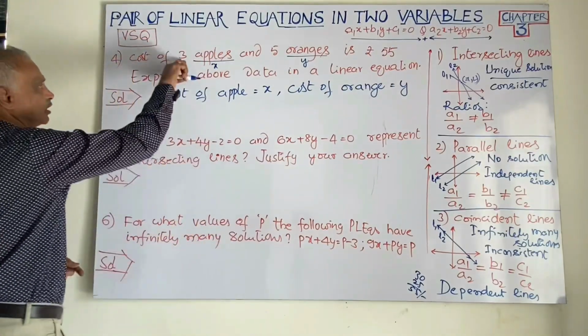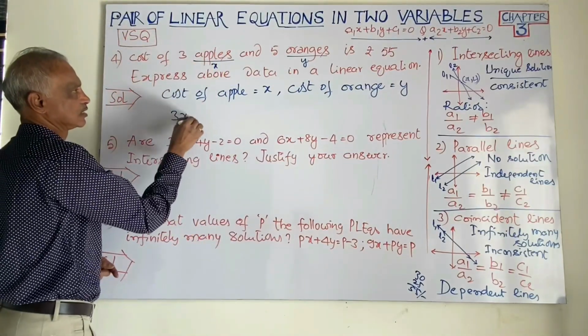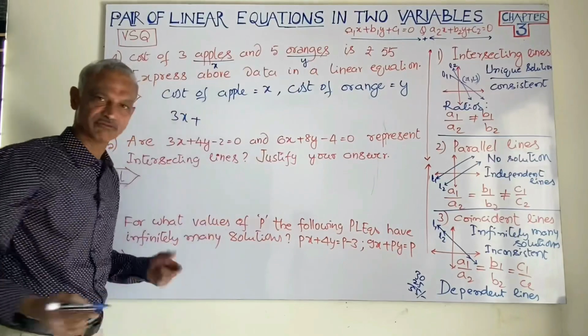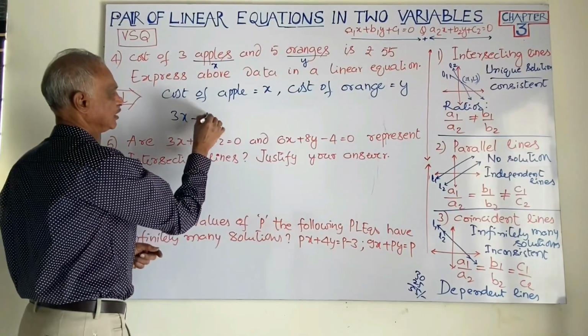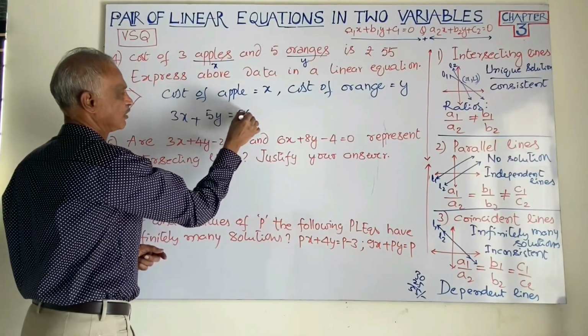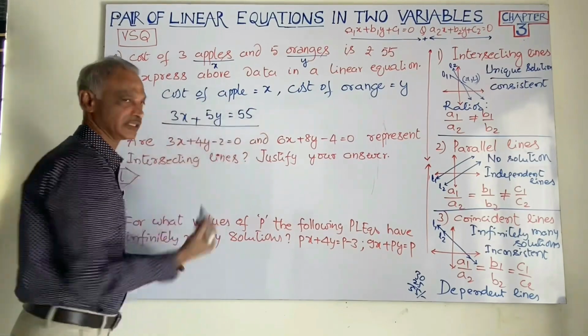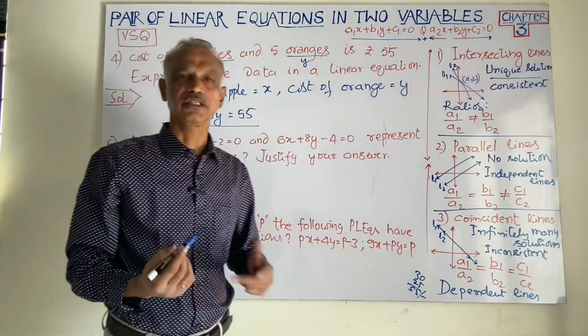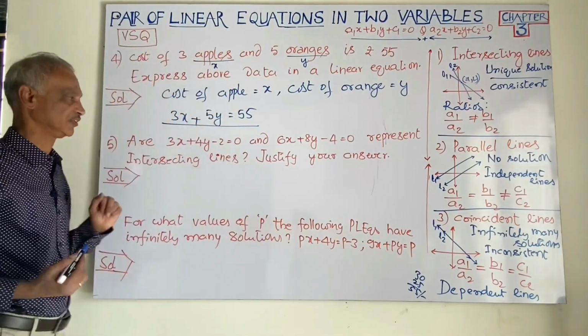Now how many apples are there? 3x, plus how many oranges are there? Y oranges, 5y, is equal to 55. Then this is the linear equation in 2 variables: 3x plus 5y is equal to 55.